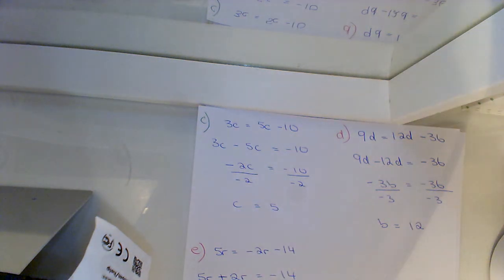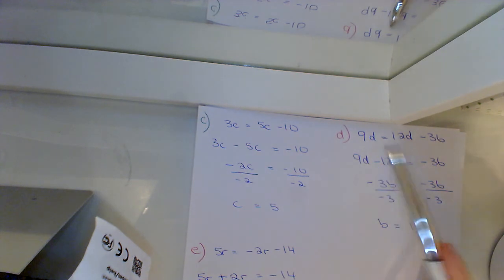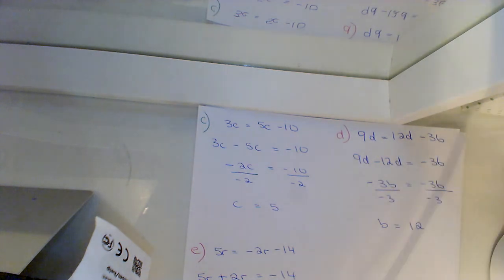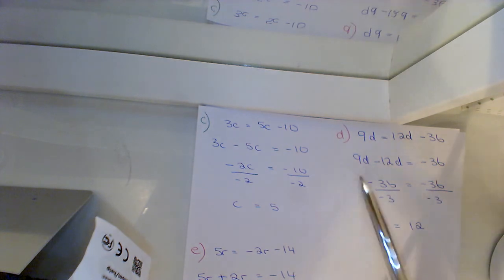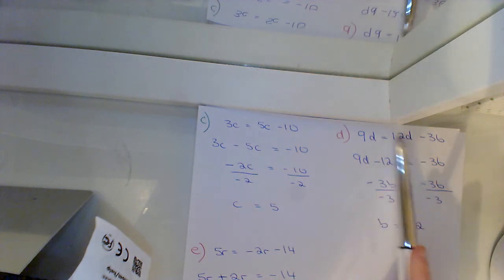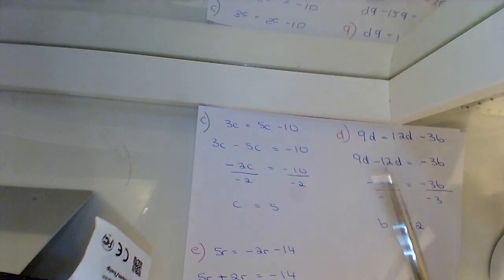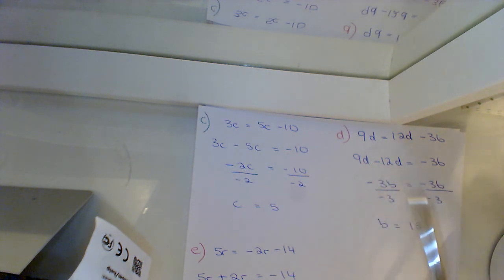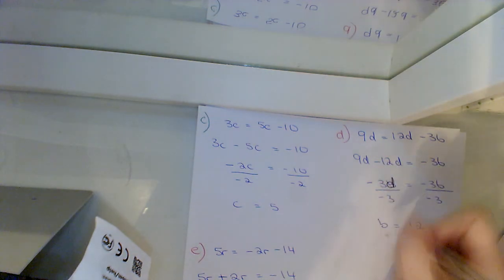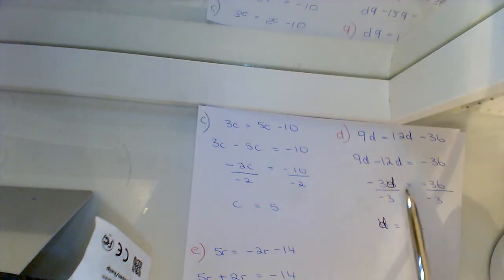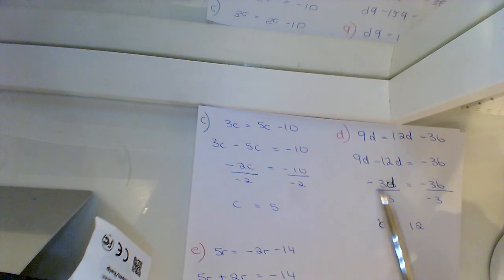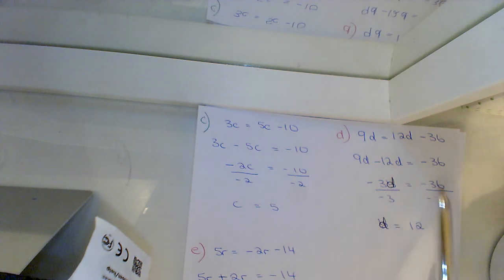For d then, I have 9d is equal to 12d minus 36. So I need to have letters on the left, numbers on the right. So I have 9d, this here is plus 12d. When I bring it over to the left, it becomes minus 12d is equal to minus 36. 9d take 12d will give me minus 3d, sorry, that should be d. And then I'll have is equal to minus 36. I want to find out what just 1d is equal to, so I'm going to divide across by minus 3, divide across by minus 3. Minus divided by minus will give me plus d is equal to minus 36 divided by minus 3 will give me 12. Then I'm on to e.